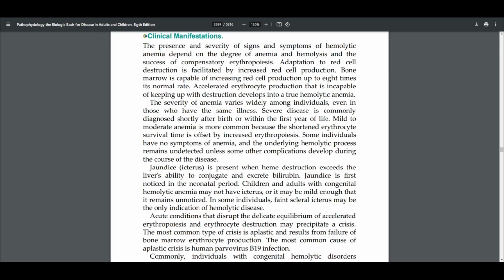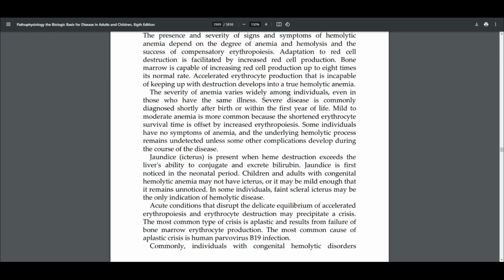The severity of anemia varies widely among individuals, even those who have the same illness. Severe disease is commonly diagnosed shortly after birth or within the first year of life. Mild to moderate anemia is more common because the shortened erythrocyte survival time is offset by increased erythropoiesis. Some individuals have no symptoms of anemia, and the underlying hemolytic process remains undetected unless some other complications develop during the course of the disease.